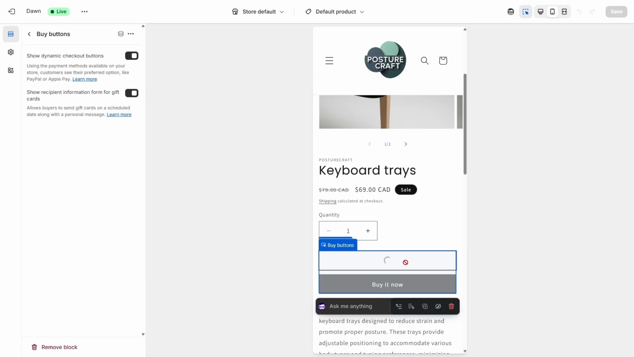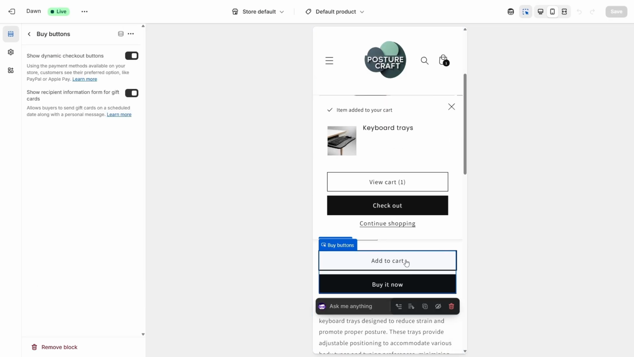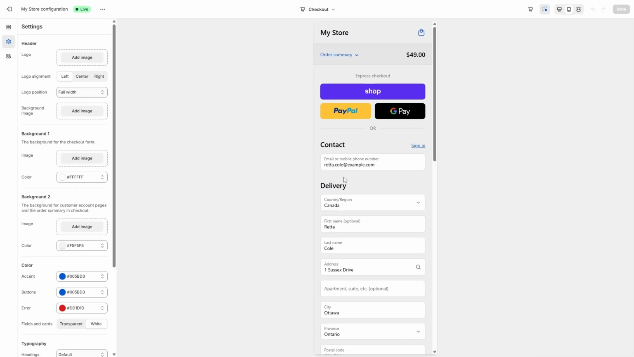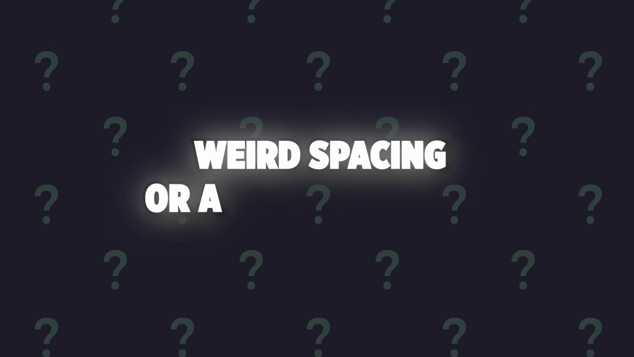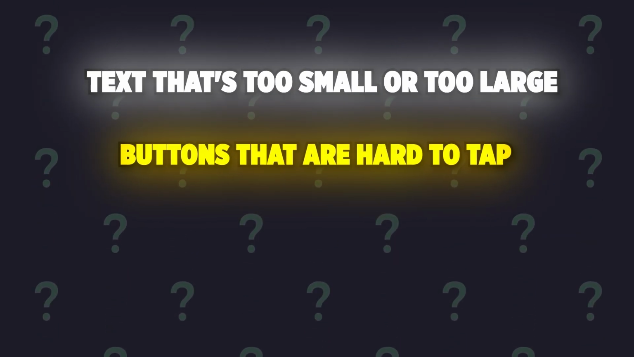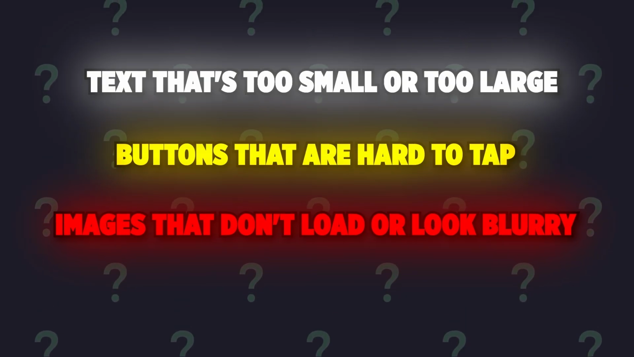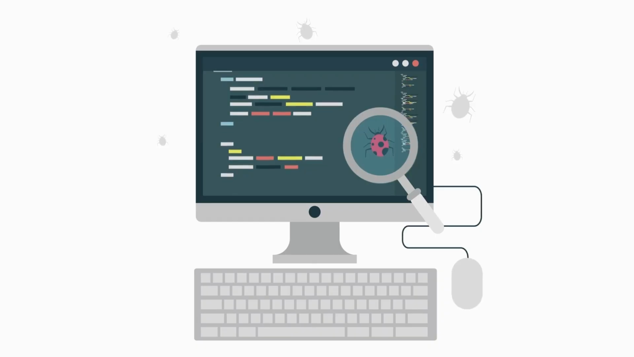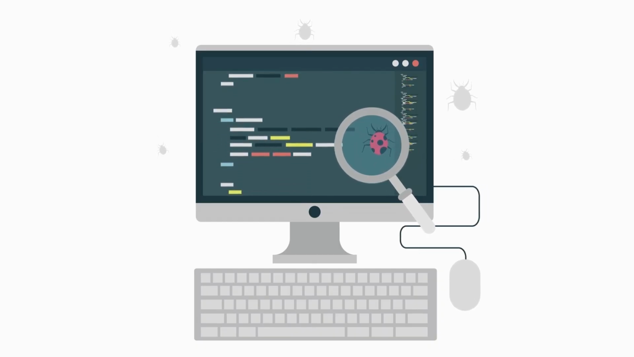Click add to cart. Does the cart slide out or page work? Review your cart. Are prices correct? Does the checkout button stand out? Start the checkout process. Does everything look professional? Look for weird spacing or alignment issues, text that's too small or too large, buttons that are hard to tap, images that don't load or look blurry, any typos or placeholder text you forgot to replace. Fix anything that feels off. First impressions matter a lot.